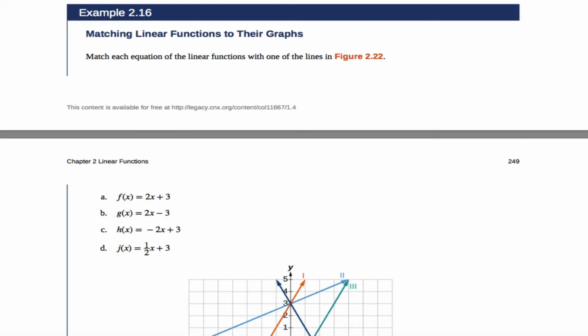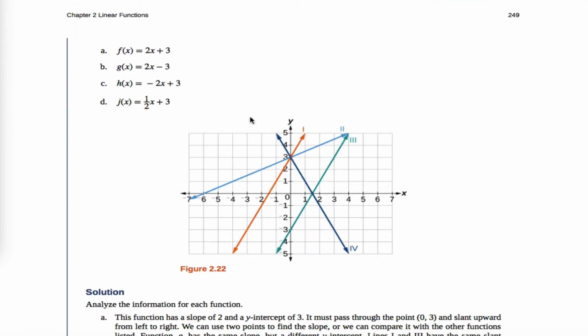Here's example 2.16, kind of fun, I suppose. We're supposed to match linear functions to their graphs. So I'm given 4 linear functions right here and 4 graphs and asked which is which. I like to do these by looking for the oddballs.